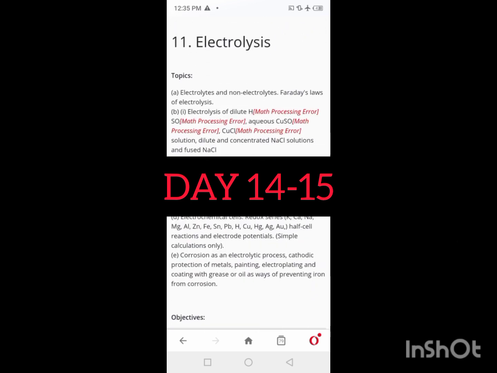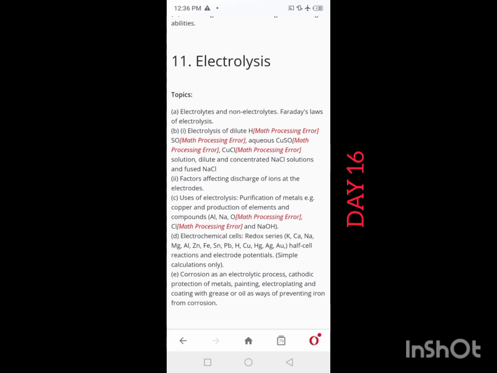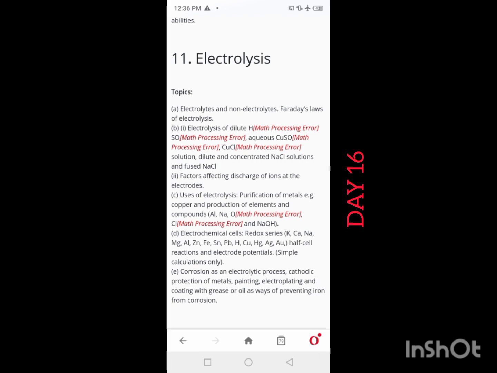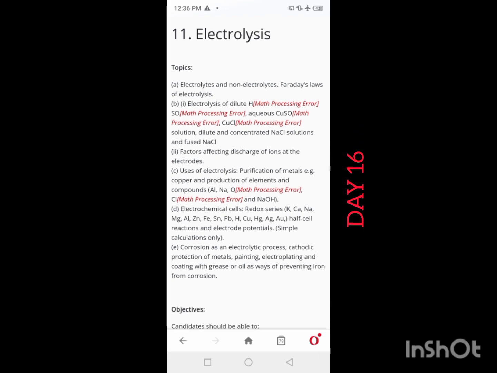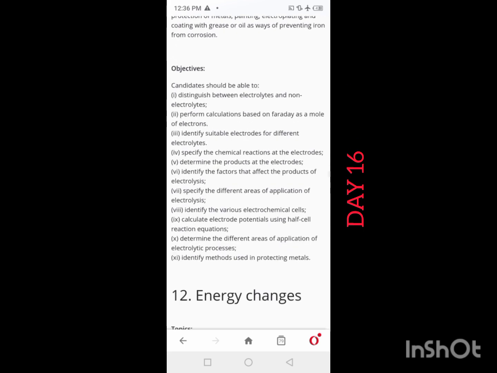And then on the 16th day, you'll be looking at electrolysis. In one day, there's nothing there. Yes, you have a lot to study, and that day will be very heavy, but do it in one day. Reason being that you've done it in physics. You can do it in one day. That's on the 16th day. Electrolysis, this is what you have to do in one day.